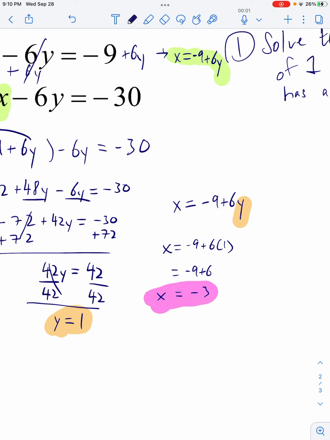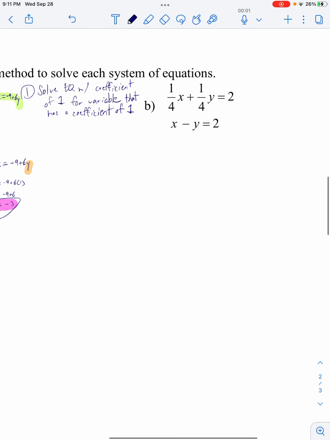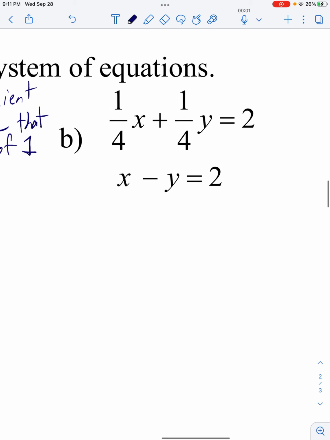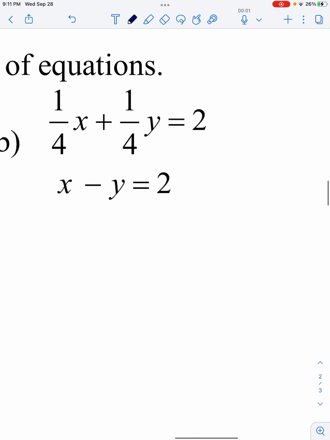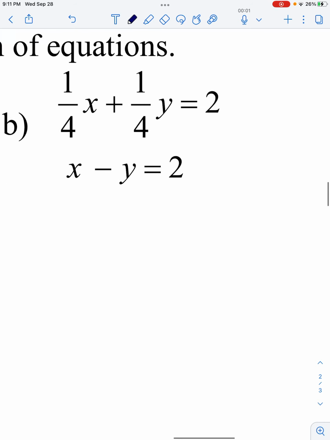So this is my final answer right here. y equals 1, x equals -3 is going to solve my system of equations, okay? Let's do that over here. All right, so I got 1/4 x plus 1/4 y equals 2, and x minus y equals 2.